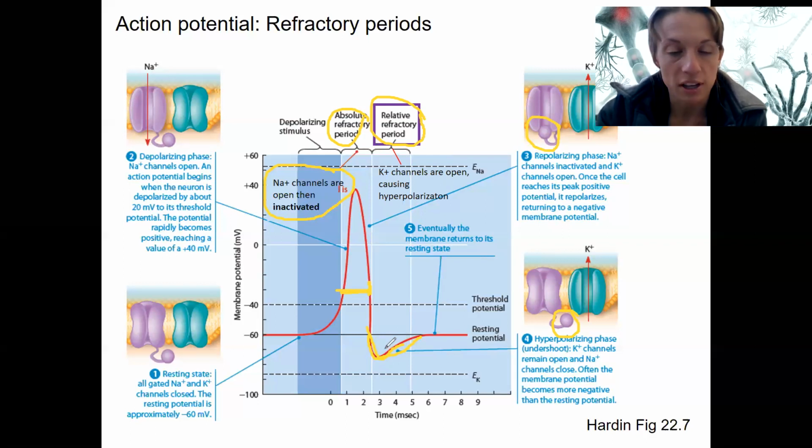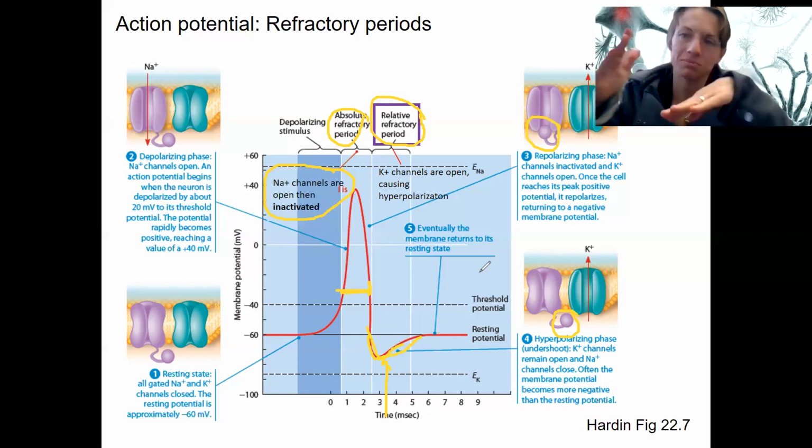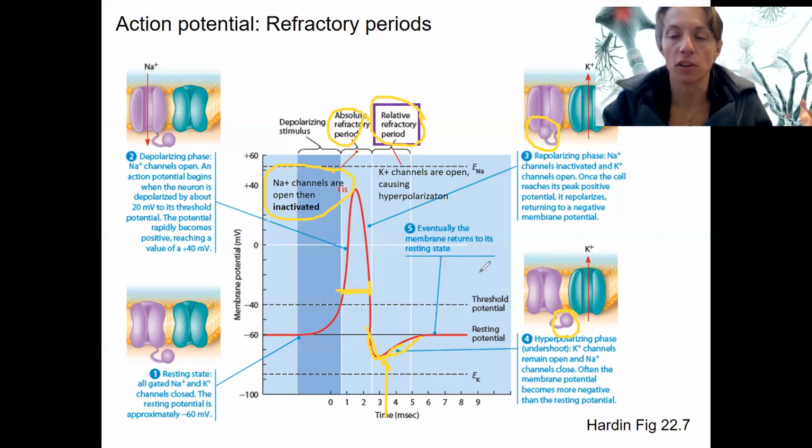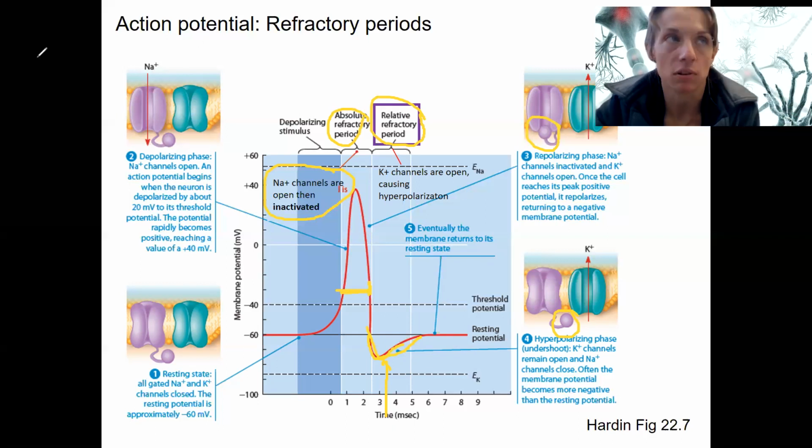That causes hyperpolarization, and that means that you would need a really huge stimulus to cause another action potential at this time point. So at like 3.5 milliseconds, a normal stimulus, just a regular sized one, like this, might not cause another action potential. It would take a larger stimulus. And that is the relative refractory period.